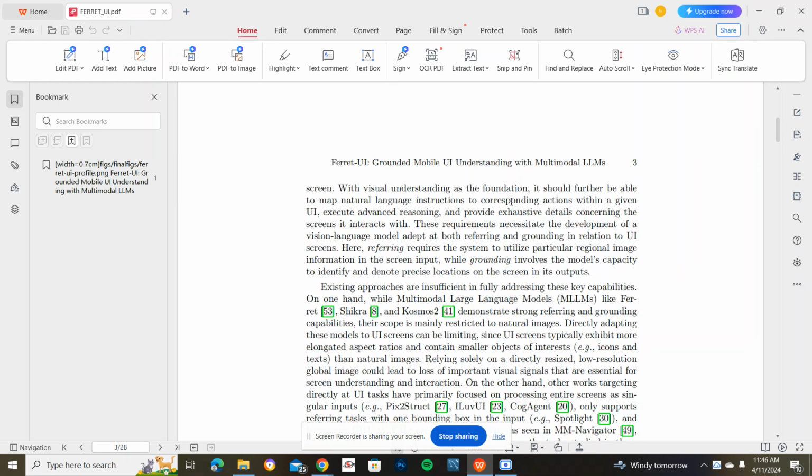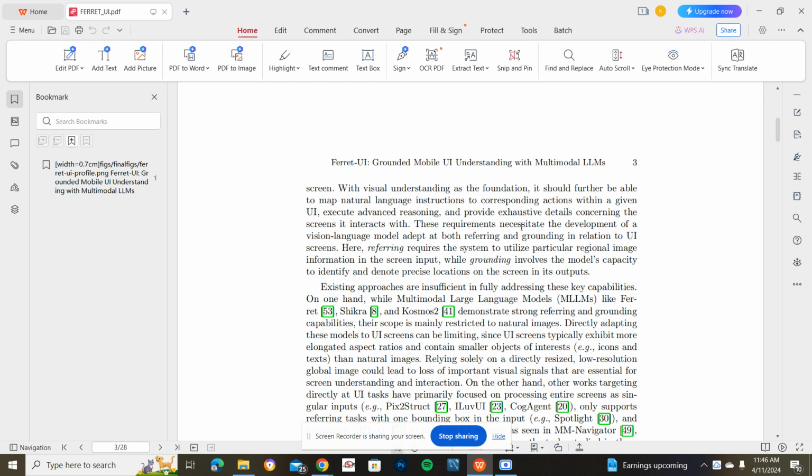With visual understanding as the foundation, it should further be able to map natural language instructions to corresponding actions within a given UI, execute advanced reasoning, and provide exhaustive details concerning the screens it interacts with. So this whole line means that the UI screen, or whatever application we are making, should be able to understand the natural language instructions that we are giving.